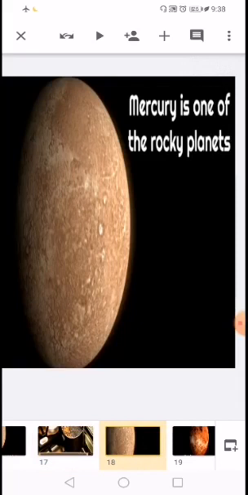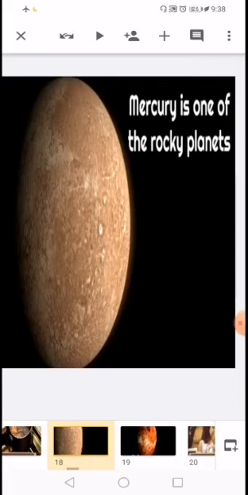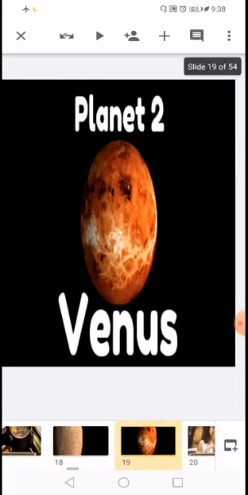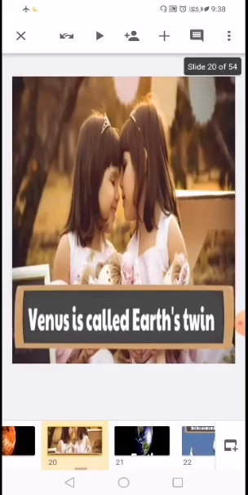The next planet, planet number 2, is Venus. Venus is called Earth's twin. The reason is that it is a similar size. Earth and Venus have the same size and they are made of similar rocks. They are both rocky planets.